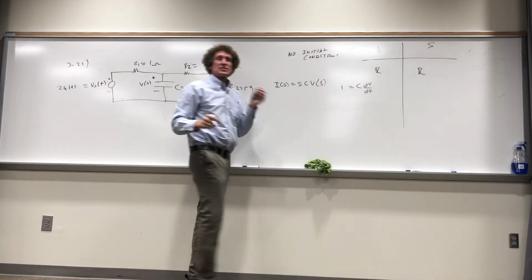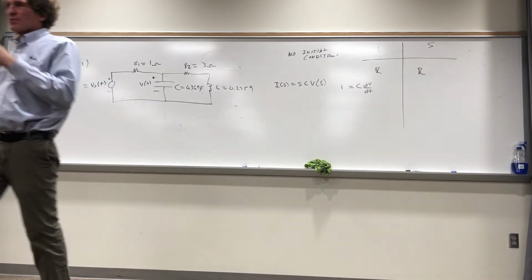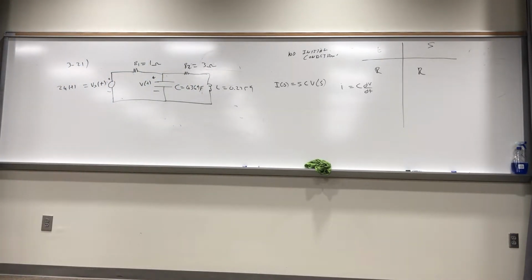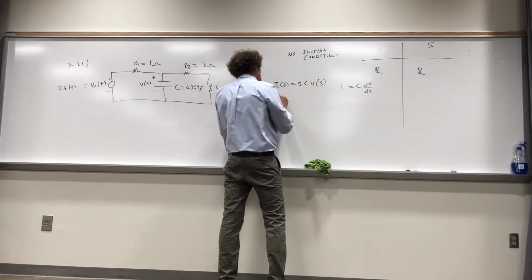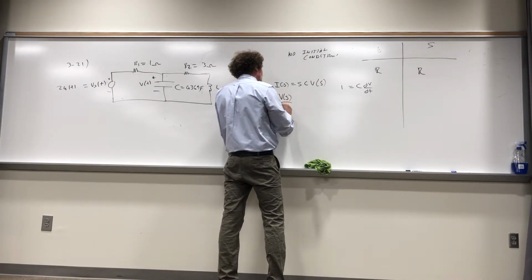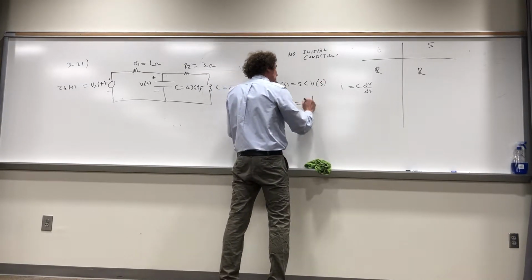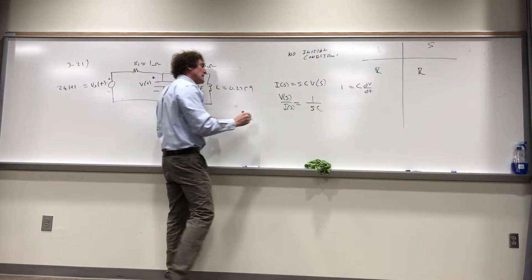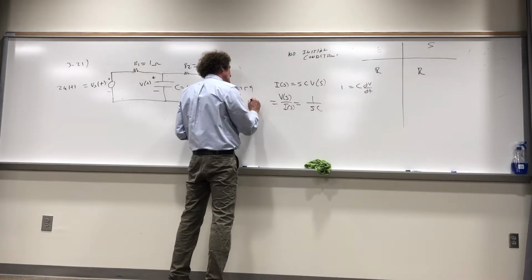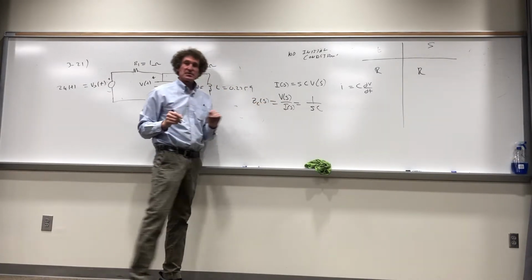By that, it means there's no voltage on the capacitor to start with, or I'd have to subtract that part off. But for now, ignore it. With me? No initial conditions. There's no energy in the capacitor at t equals 0. Now, that means when I take a look at the ratio of V of S over I of S, that's 1 over SC, isn't it, class? And that is an impedance. That's the impedance of the capacitor as a function of S.